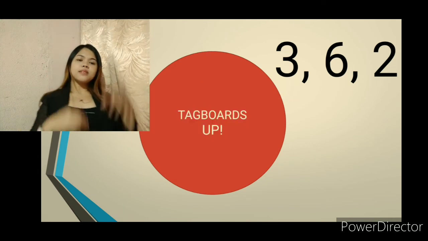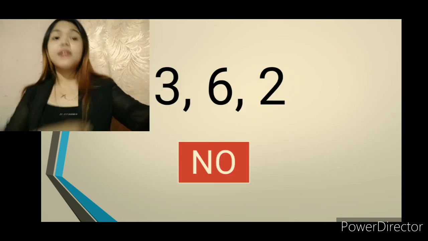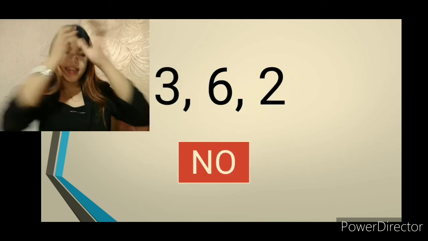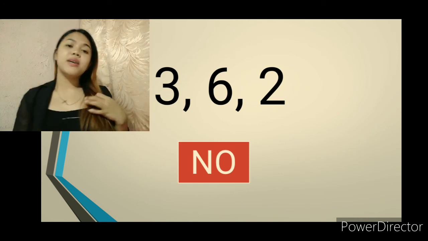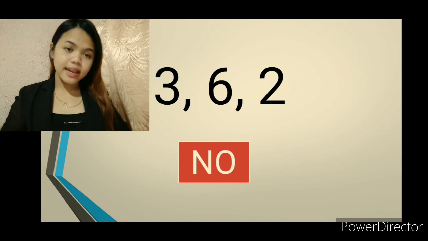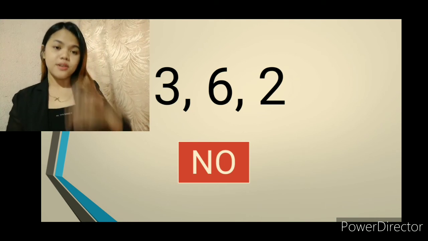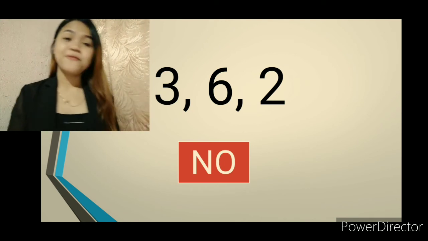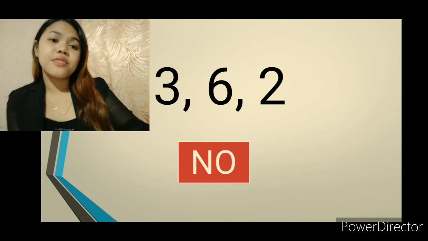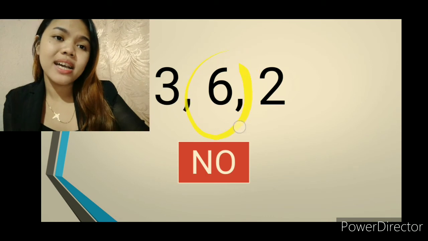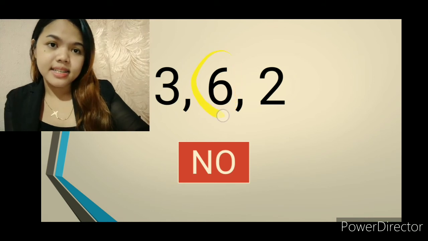Timer's up. Tag words up. The correct answer is no. So it is not a triangle. Why? Because as you can see, the two shorter lengths are 3 and 2, and the sum of 3 and 2 is 5, and 5 is less than the third side, which is 6, the longest side.